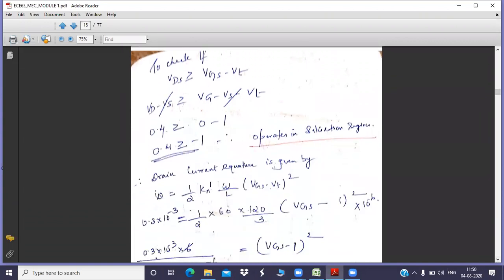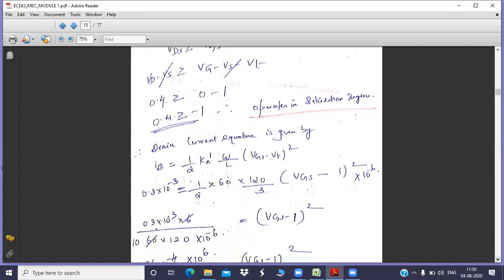Then W is 120 micro, L is 3 micro. That 2 micros will get cancelled from numerator and denominator. If you are putting 10 to the power minus 6 in numerator and denominator, it is going to cancel. That's all. Then by using a suitable method, you are going to calculate VGS.